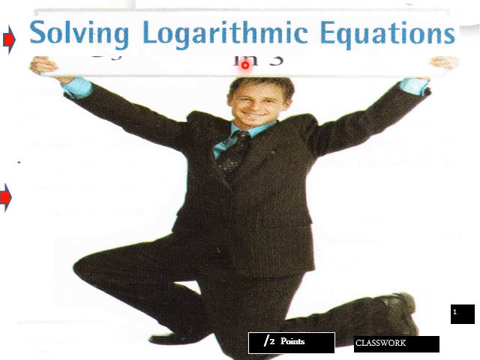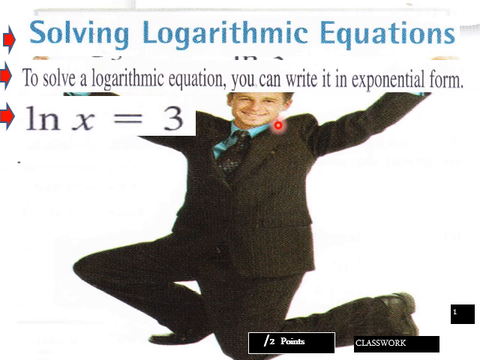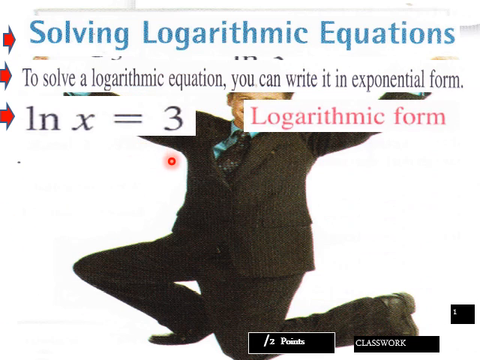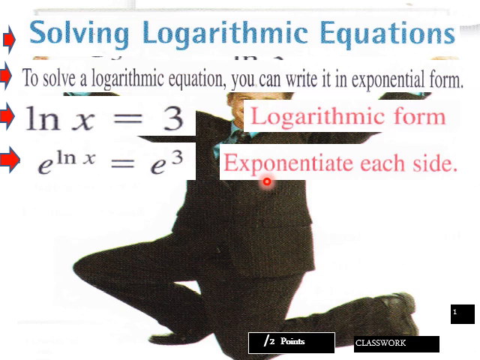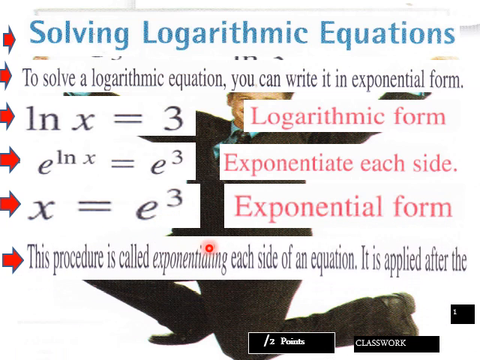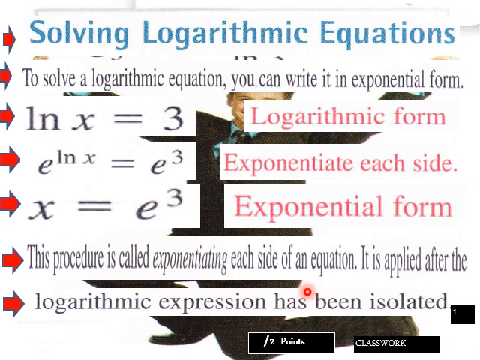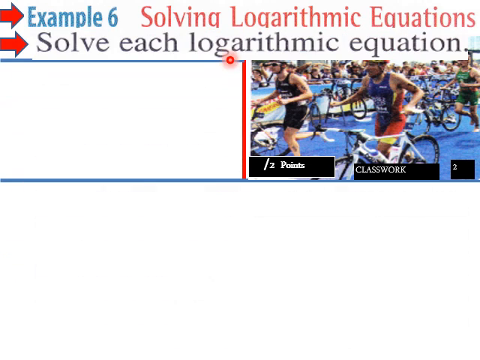Okay, page 1 of our classwork, solving logarithmic equations. To solve a logarithmic equation, you can write it in exponential form. Natural log x equals 3. Exponentiating each side, e to the natural log x equals e cubed. Then these will cancel, and x will equal e cubed. This procedure is called exponentiating each side of an equation. It is applied after a logarithmic expression has been isolated. So that's your first part of solving these.